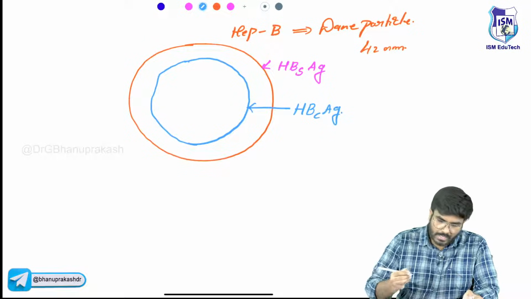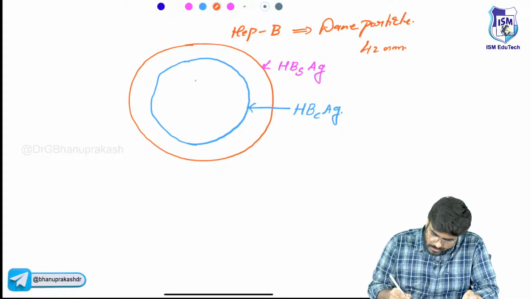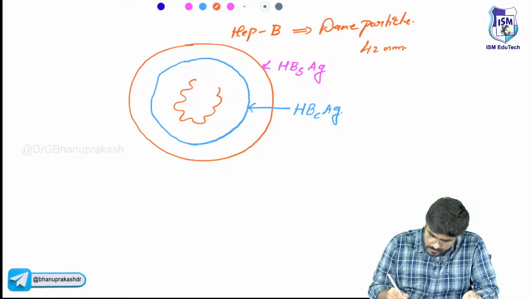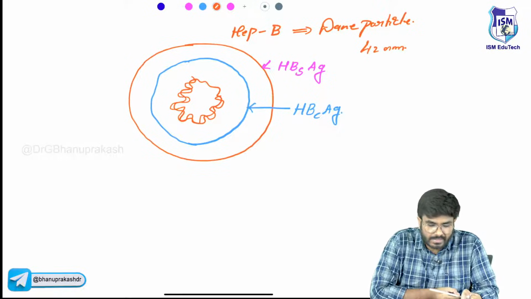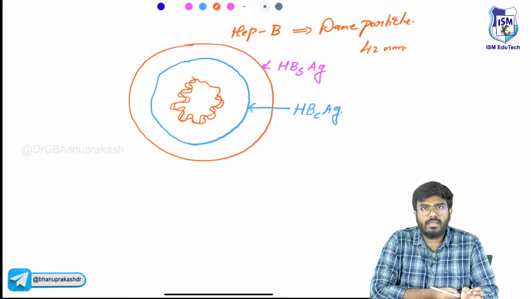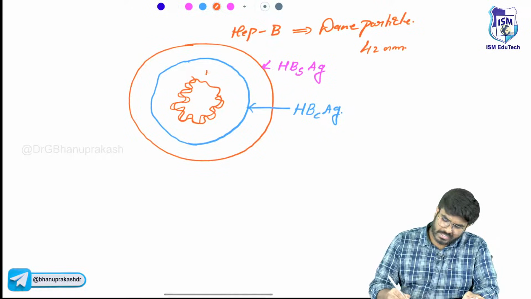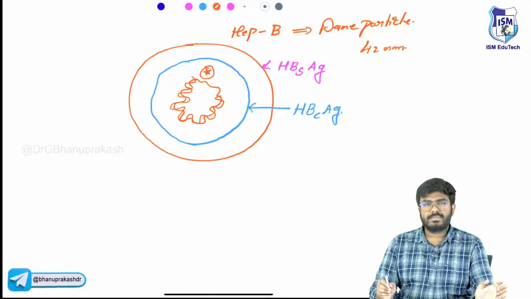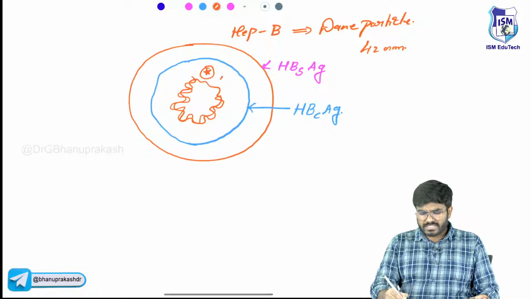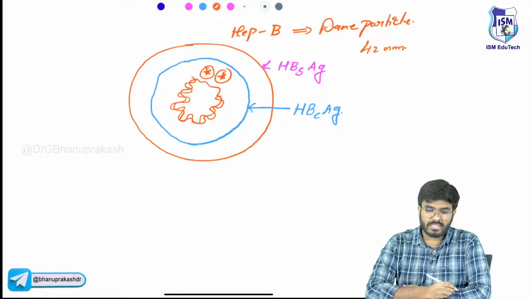Apart from that, inside what do you have, sir? Now you should tell me what this is. So this is partially double-stranded DNA. Along with the partial double-stranded DNA, it is going to have DNA polymerase and reverse transcriptase. These enzymes will also be there, sir.